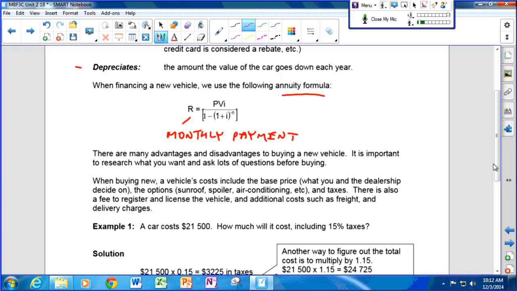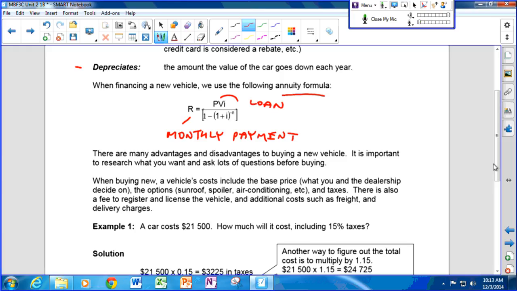Okay, and this is our loan basically. We have a loan amount, an interest rate, and a time compounding period, and then we're going to come out with a monthly payment. A lot of buyers are sensitive to the monthly payment, but you really need to be sensitive to the whole picture. You have to have an idea of how much you want to pay for your vehicle.